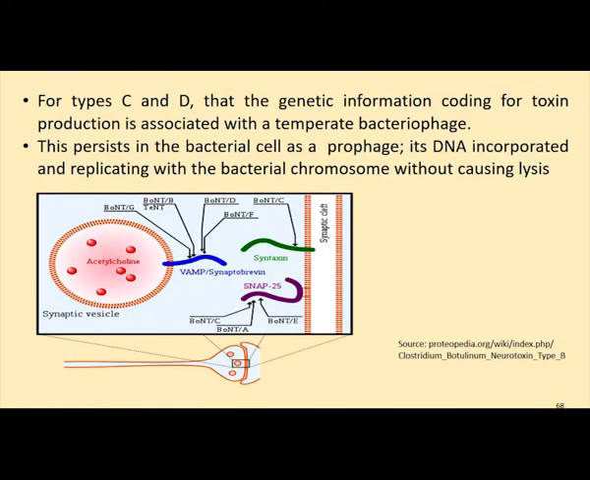For the types C and D, the genetic information coding for toxin production is associated with a temperate bacteriophage. We have seen that bacteriophages are viruses which infect bacterial cells. For Clostridium botulinum types which produce toxin type C and toxin type D, if they have to synthesize the toxin, they have to be infected with a specific bacteriophage, a temperate phage.